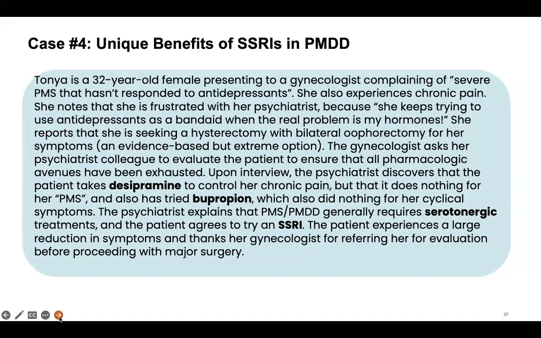She reports that she is seeking a hysterectomy and bilateral oophorectomy for her symptoms, which is an evidence-based but extreme option. The gynecologist asks her psychiatrist colleague to evaluate the patient to ensure that all pharmacologic avenues have been exhausted. Upon interview, the psychiatrist discovers that the patient takes desipramine to control her chronic pain, but that it does nothing for her PMS. She's also tried bupropion, which also did nothing for her cyclical symptoms.